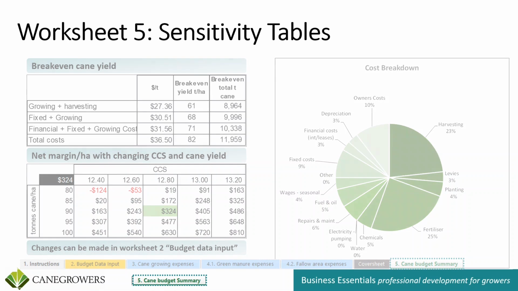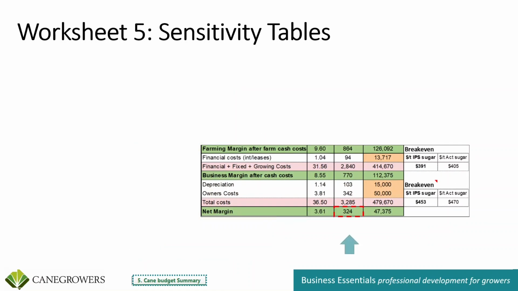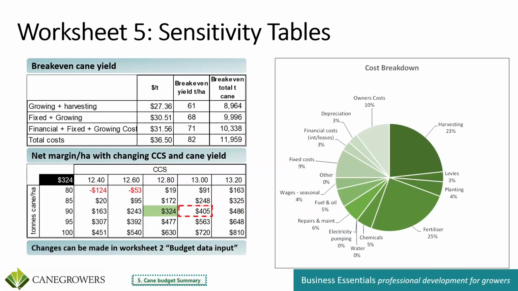Recall that net margin is the bottom line from our budget. This number here of $324 per hectare is the margin that we have calculated in our budget. This is the net margin, given all of our cost assumptions, and also given the expected GEI sugar pricing to be achieved. So that is the number in the middle of this table, aligned with our baseline estimate of CCS and yield, and as mentioned, all cost assumptions.